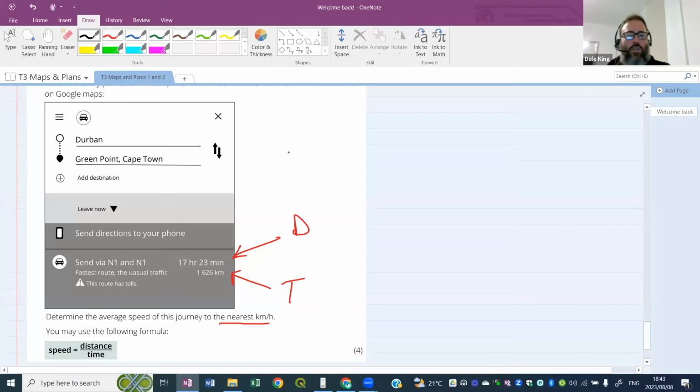But let's have a look. How are we going to do this? Who can tell me? Maybe Tiamo or Bianca will help me with this one. How do we work out the speed here? They tell us speed equals distance over time. We need a distance and we need a time.